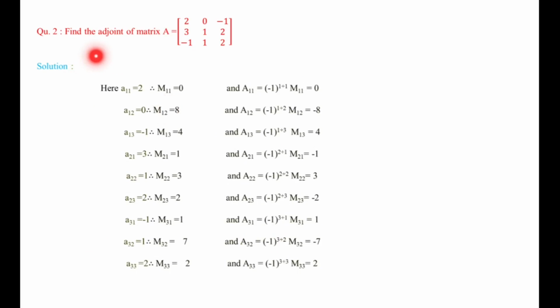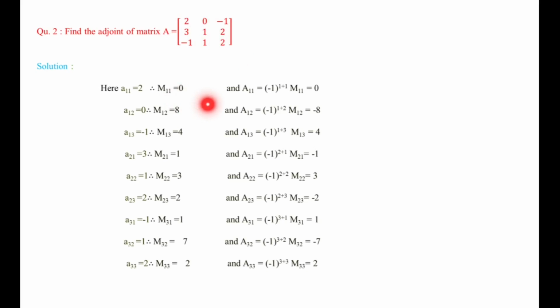Now see the second question: find the adjoint of matrix A. The matrix is of order 3 by 3. So first we write A11, that means the element of this matrix at position A11, which is 2. So the minor of 2 we find by eliminating the first row and first column, that is the determinant of 1 2 1 2. The determinant of 1 2 1 2 is 0, so we write M11 as 0.